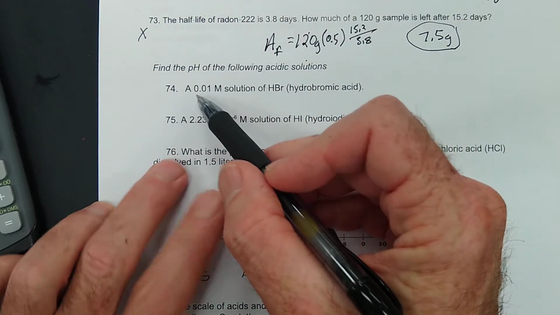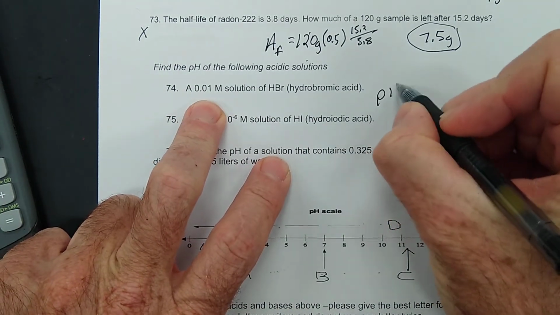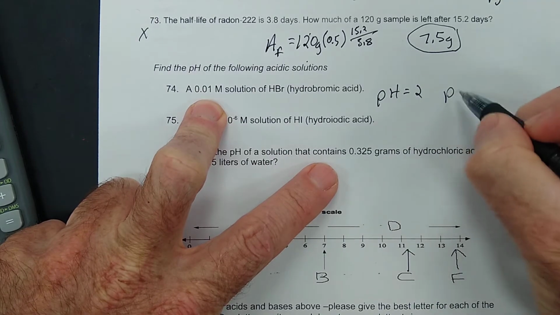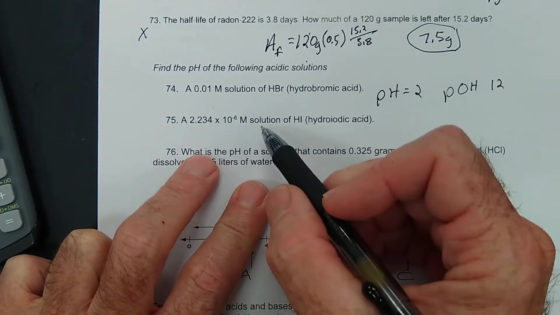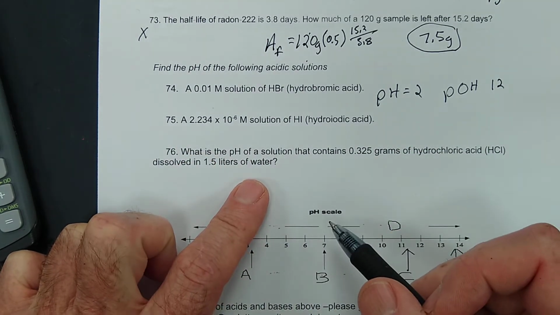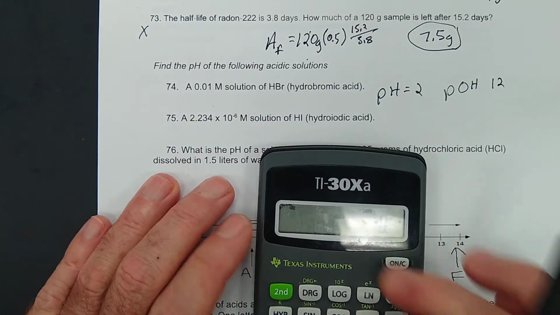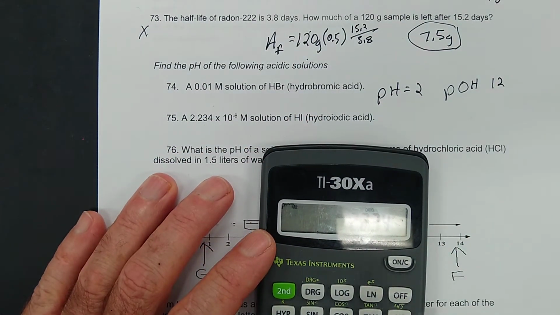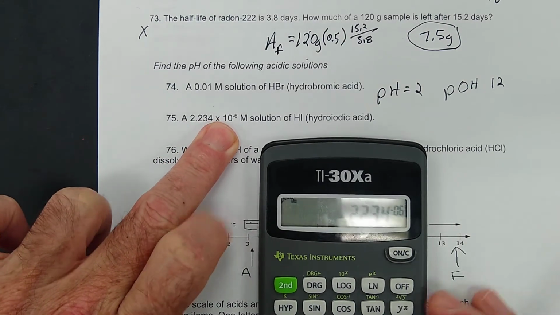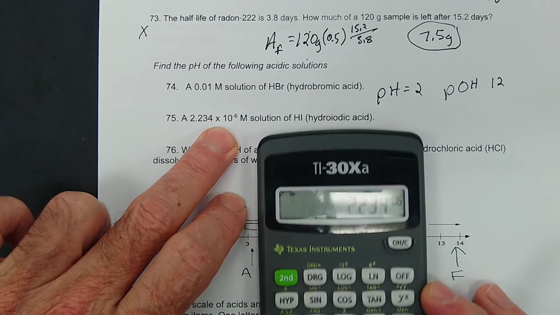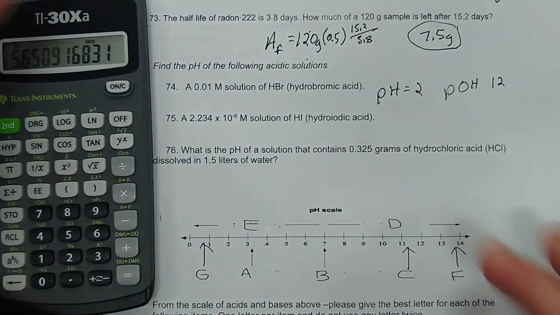All right, what's the pH? 0.01. Very simply, that's right, the pH is equal to 2. The pOH will be equal to 12, wouldn't it? What's the pH here? Well, the pH is the negative log of the molarity. So we type this in, 2.234 EE, negative 6. I just typed that in. And then now I'm just simply going to hit log negative. pH is 5.65.